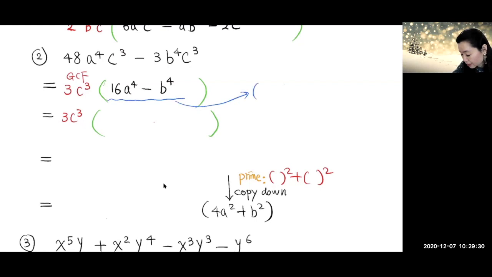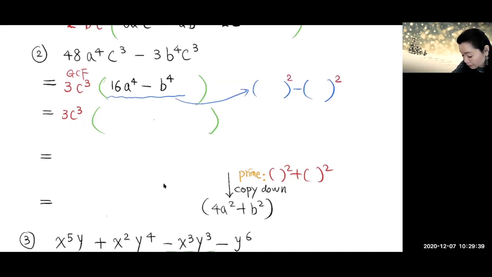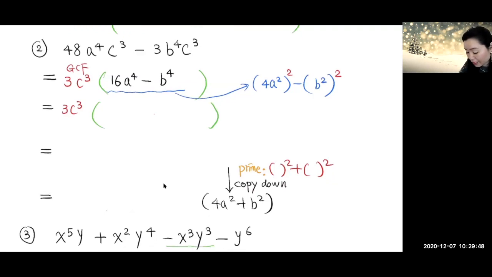That's the difference of 2 squares. Okay, it's 4a squared minus b squared. It's a difference of 2 squares, so we could factor this. Okay, so what will be the 2 factors? Tell me what are the 2 factors.